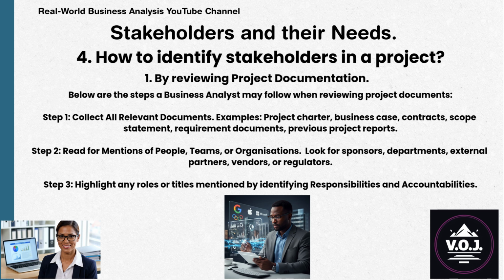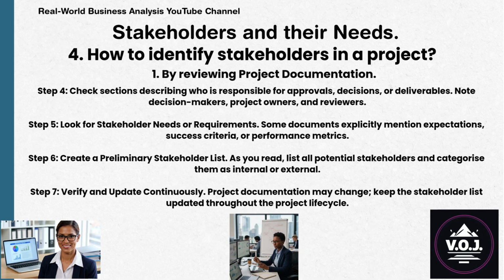Step 3. Highlight any roles or titles mentioned by identifying responsibilities and accountabilities. Step 4. Check sections describing who is responsible for approvals, decisions, or deliverables. Note decision makers, project owners, and reviewers. Step 5. Look for stakeholder needs or requirements. Some documents explicitly mention expectations, success criteria, or performance metrics.